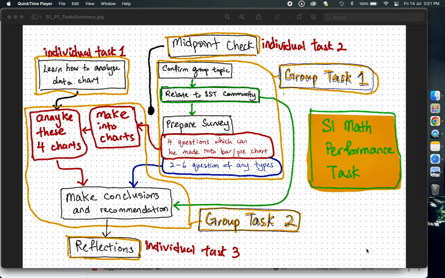At the time of recording this video, which is Friday afternoon, 14th of July, I have actually looked through all the ideation documents that you have done for your Sec 1 Maths PT. And some of you, of course, the document not done. And those who have done, actually every one of your documents, I added some comments. So please take a look at those comments.